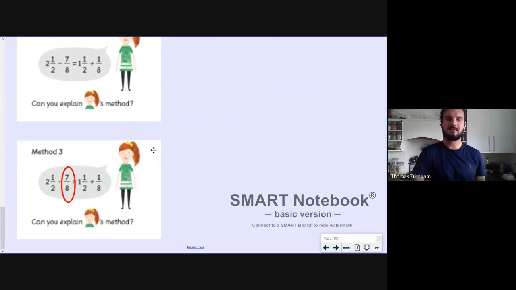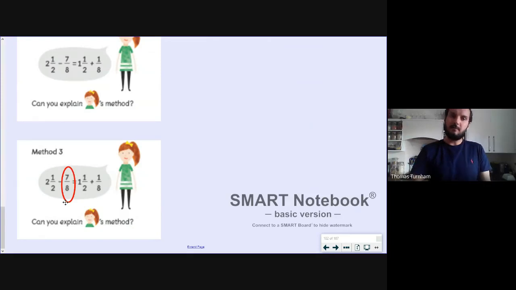7/8. 7/8 is almost a whole, isn't it? But it's not quite a whole. It's 1/8 short of being a whole. So what she's done is said, well, look, if I just took away 1 whole instead of 7/8, then I would have 1.5.